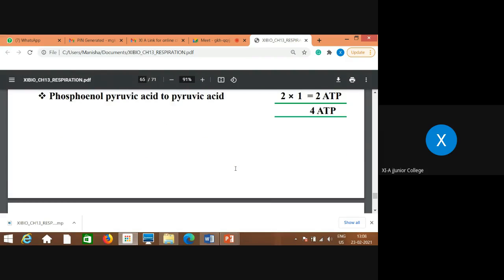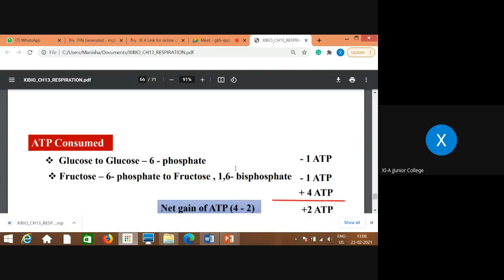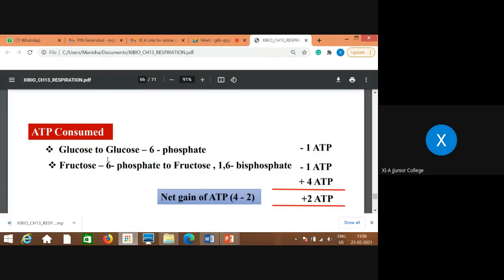Remember, open that page, then come to the same page again. You can see when glucose gets converted into glucose 6-phosphate, the first step, 1 ATP is utilized. And then the third step, I think, just keep the pathway open and see, fructose 6-phosphate to fructose 1,6-bisphosphate. There also one utilization of ATP is there, right? I think the first and the third step, just check. I don't have this in front of me.